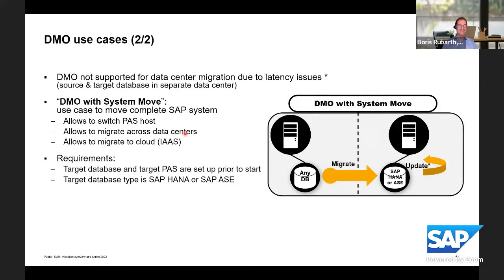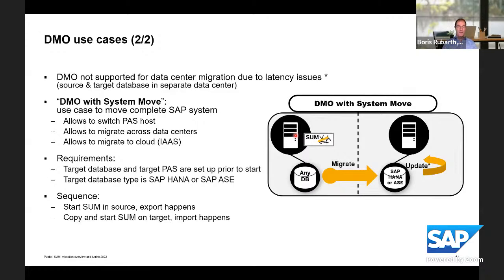The requirement for this scenario is that in the target, of course, the target HANA database on its host is prepared and the application server host with application server software is prepared. And this scenario is only supported for targeting SAP HANA or SAP ASE, not for the potential other target database types. The sequence is we start the Software Update Manager in the source environment. We let the tool export all the content from the database. Then the subdirectory is copied to the target environment with all the dump files that are created in this case.